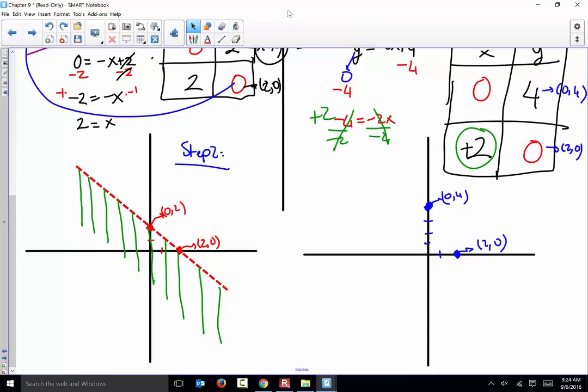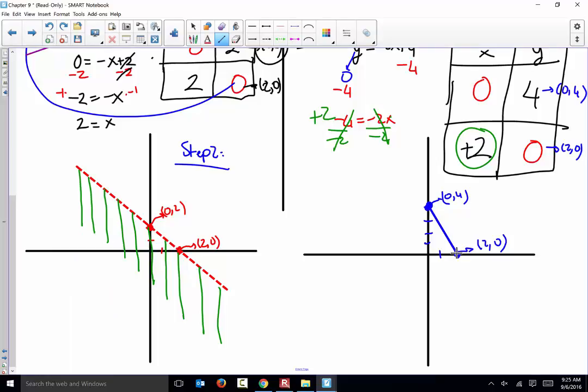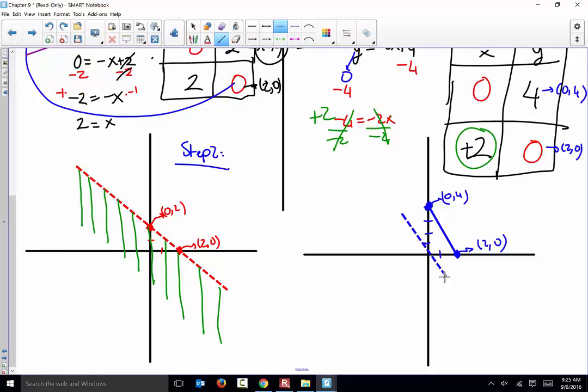Alright, let's pick our line. This time let's go with blue. That one. Didn't happen. Where's my dashed line? There we go.